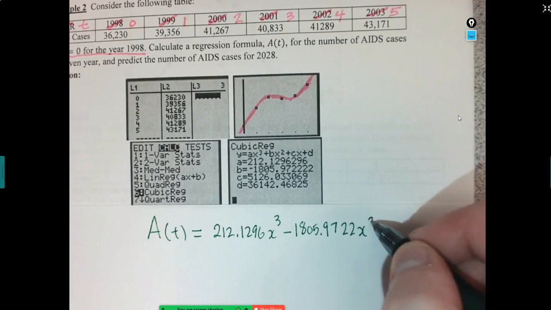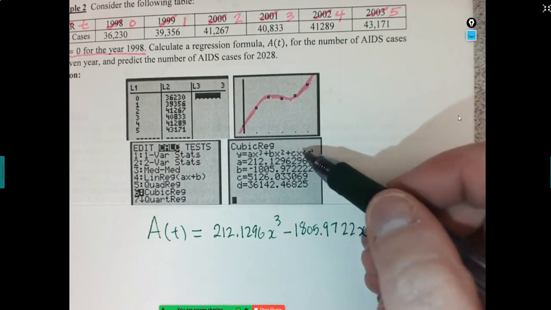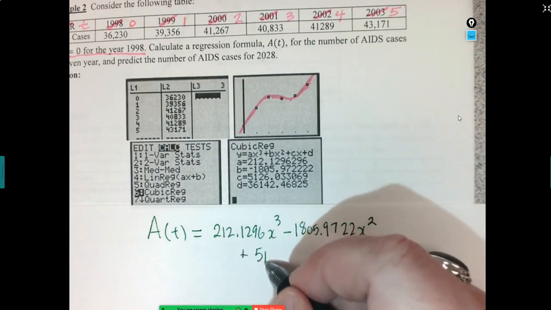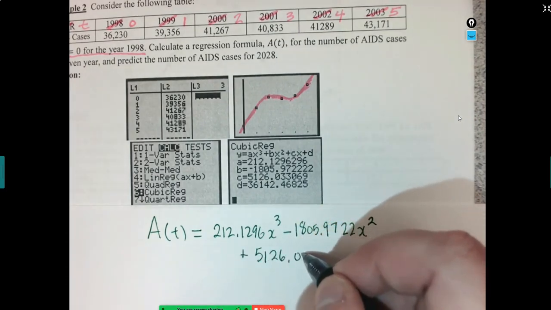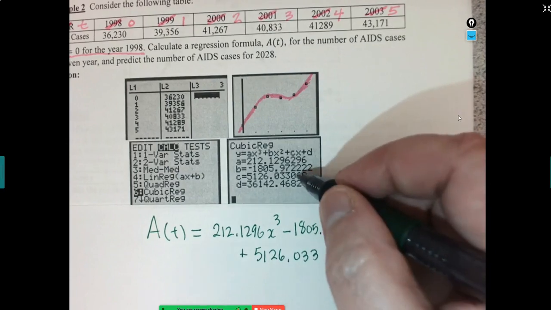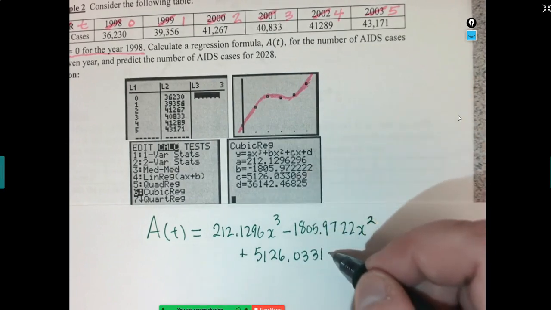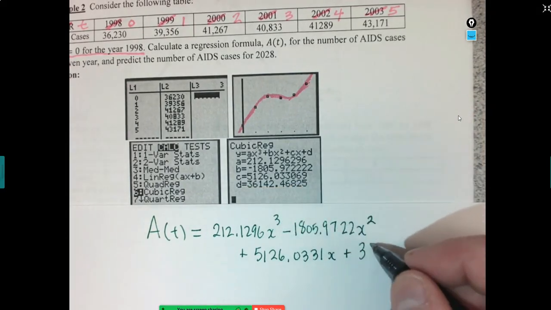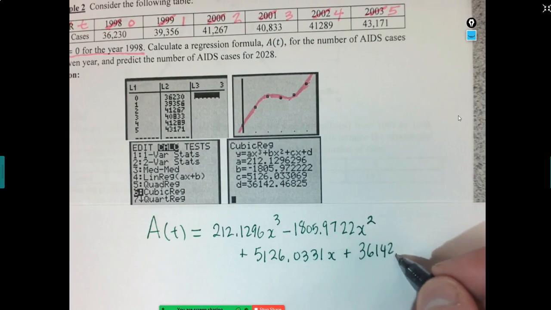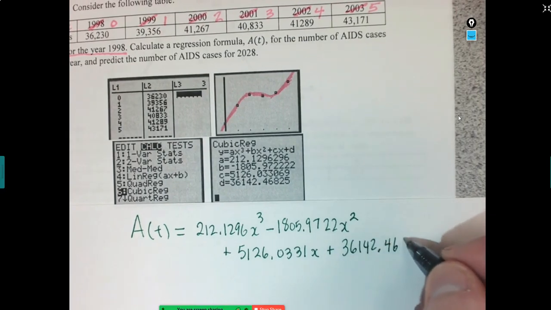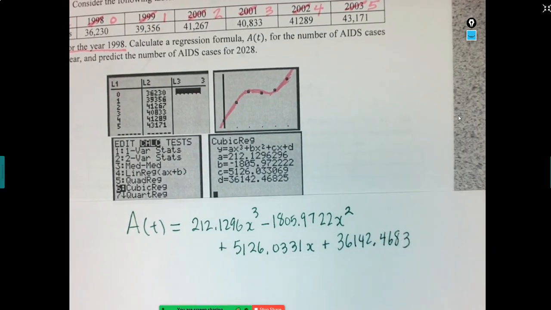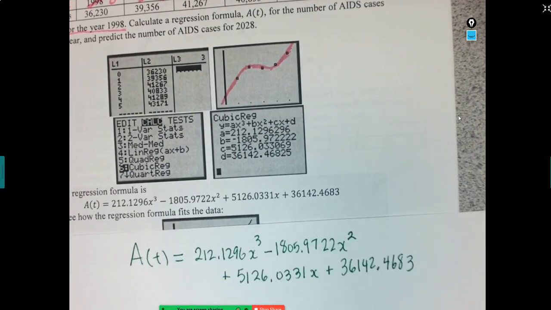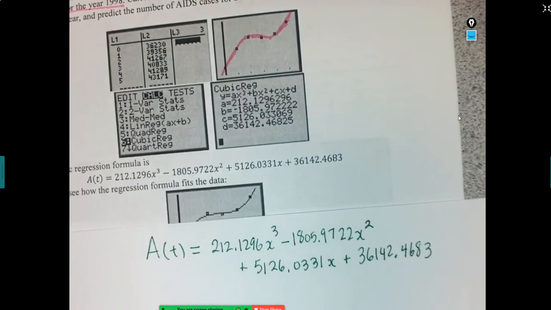I'm not going to be able to fit this whole thing on one line. Then plus C times X, and C is a positive number. And that 6 is going to bump that up to a 1. And then plus D. Okay, so that's my cubic regression formula that I'm getting. And yes, it matches up with what I did last night.